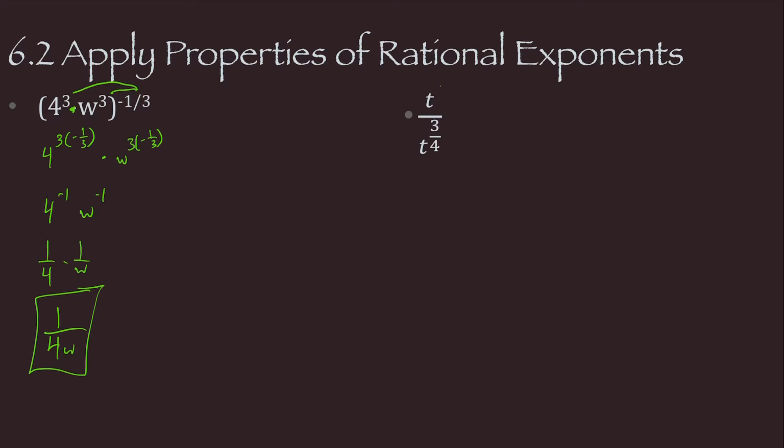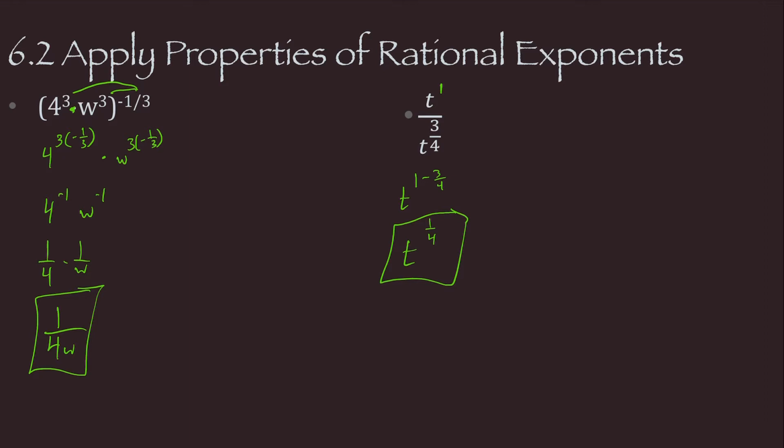All right, on this one we're dividing. The exponent on top is a 1. So when you divide with the same base, you subtract the exponents. It'll be 1 minus 3/4. 1 minus 3/4 is 1/4. So it's t to the 1/4. So that was properties of exponents.